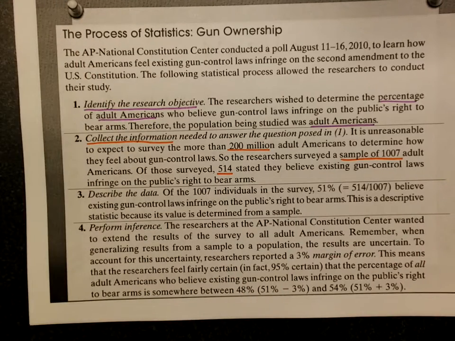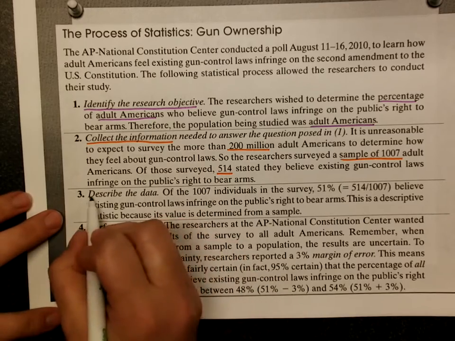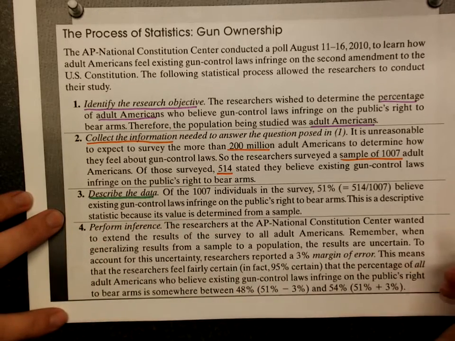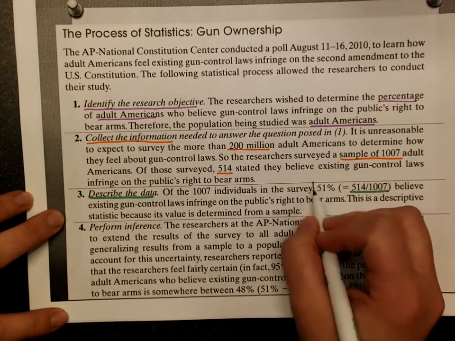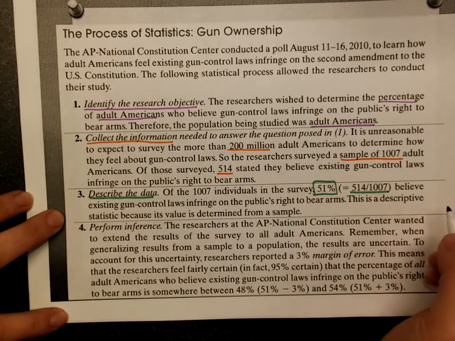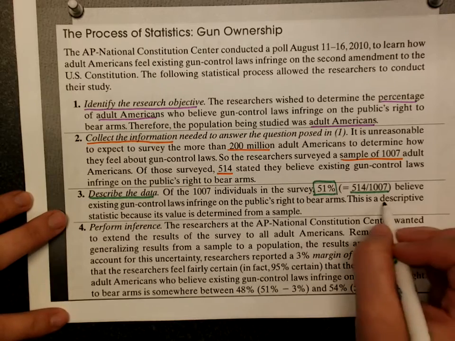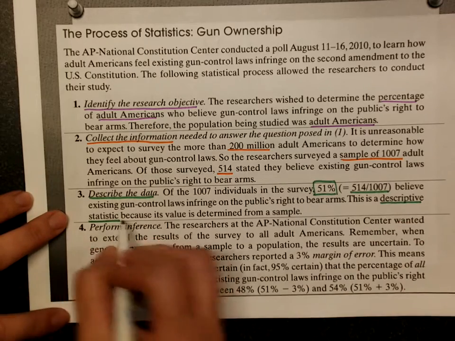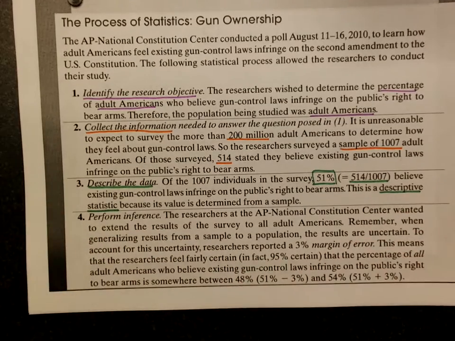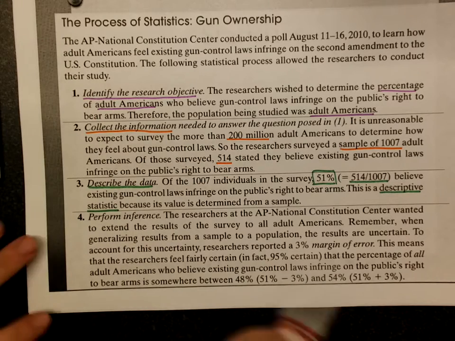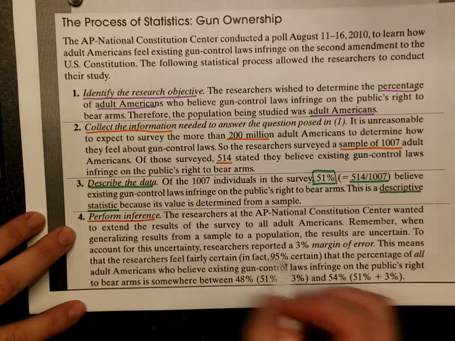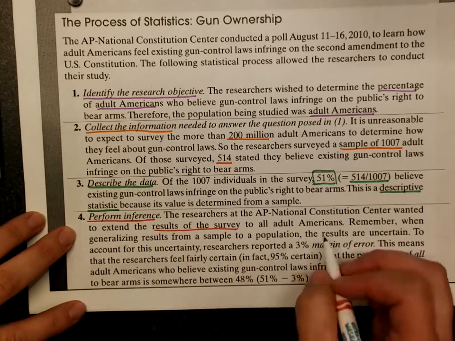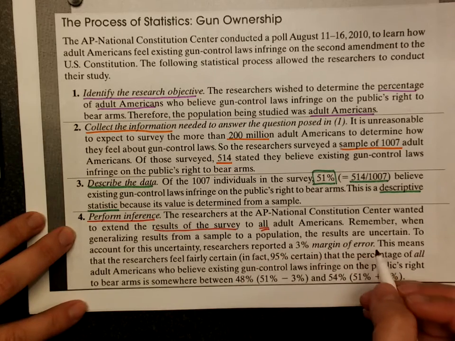With those results, we need to be able to describe the data to summarize what we came up with. So they decided to do 514 out of 1,007 to come up with their percentage of 51%. So this is what they call descriptive statistics. And finally, the last part of the process, the biggest part, is to perform the inference. So they want to take their sample, the results of their survey, and extend it to all adult Americans.